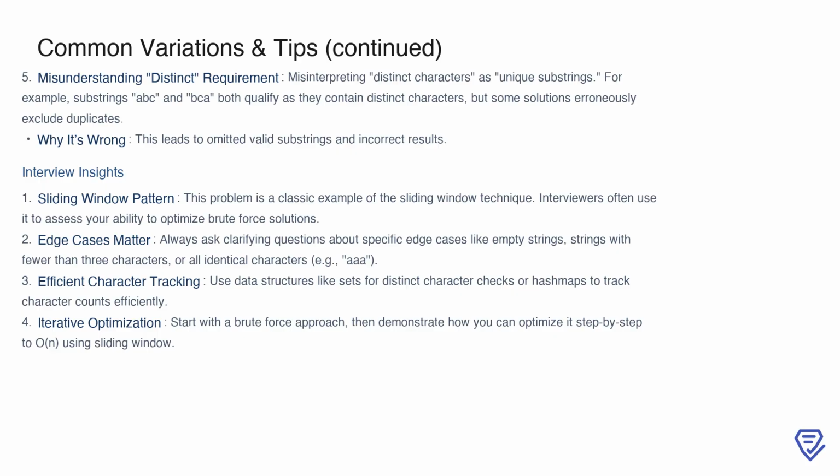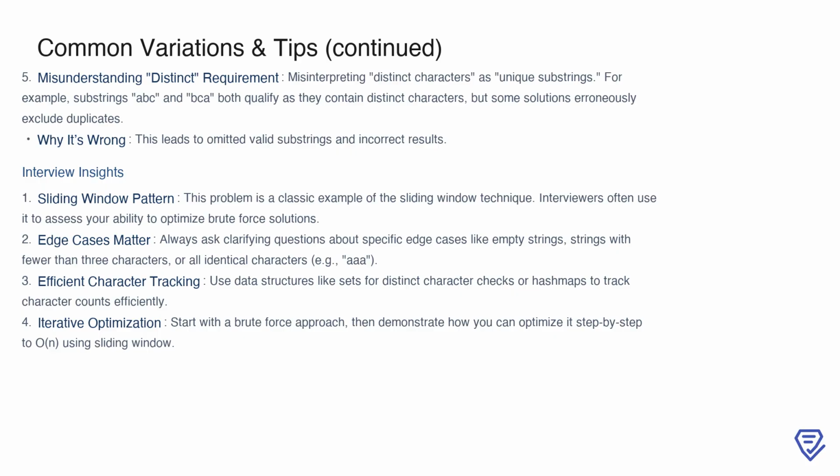Efficient character tracking is another essential skill here. Using data structures like sets to check for distinct characters or hash maps to manage character counts allows you to implement solutions that are both clean and efficient. If you're asked to improve a brute force solution, highlight how you can iteratively optimize it to n using the sliding window technique.